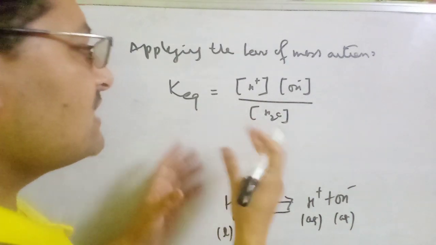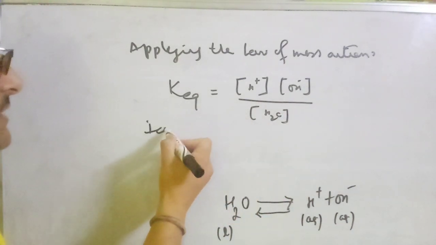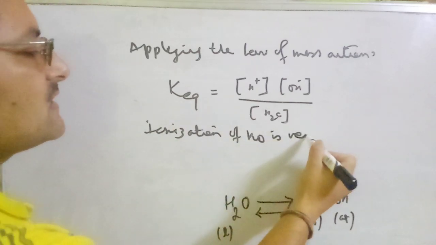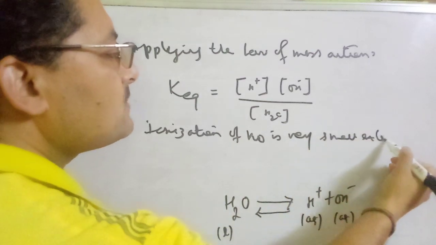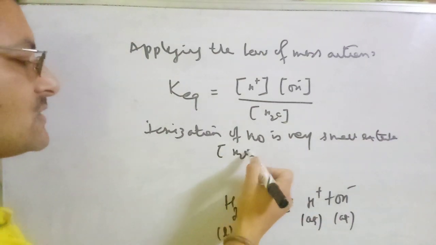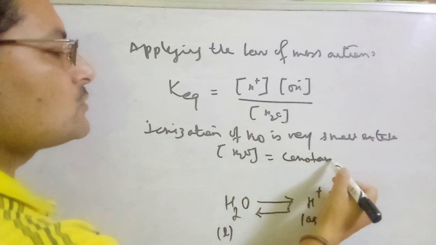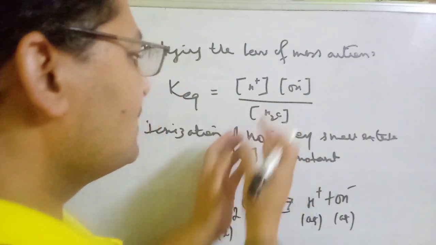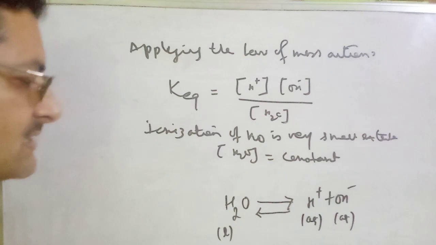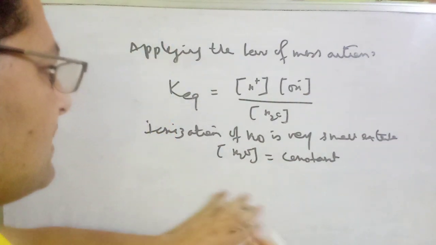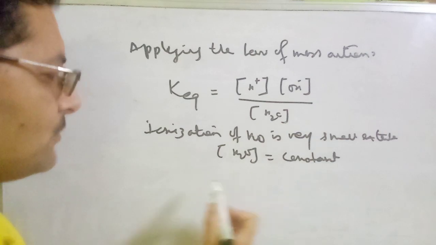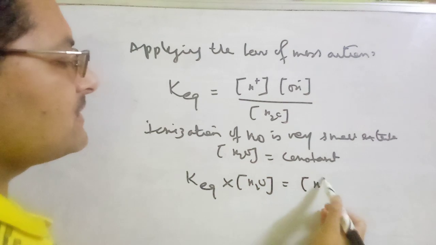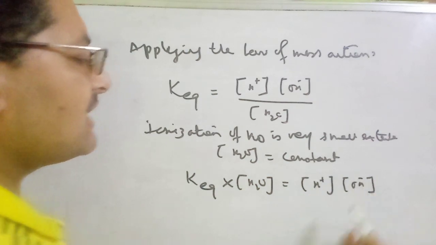And water ionizes to a very small extent. So the concentration of water can be taken as constant, because the concentration of water does not decrease as it ionizes to a very small extent. So when you take the equilibrium constant and the other constant, the concentration of water, then K eq multiplied by the concentration of water equals H plus multiplied by hydroxide. You can write it this way.